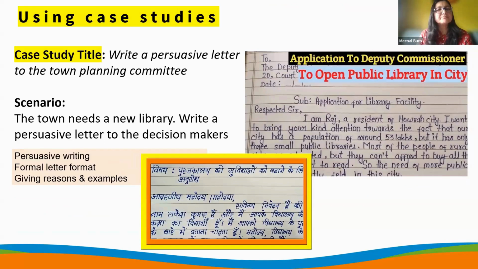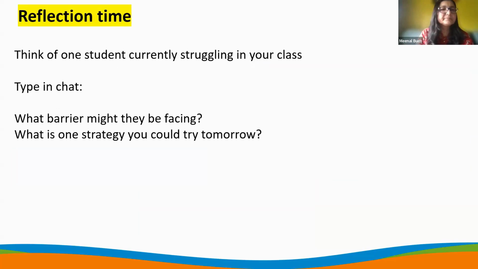In English, write persuasive letter writing. We want a new library. The town, the school needs a library. Write to the principal, write to the head teacher. Persuasive writing is the focus. So rather than just give a random example, make it relevant to their scenario. And in the end, reflection.